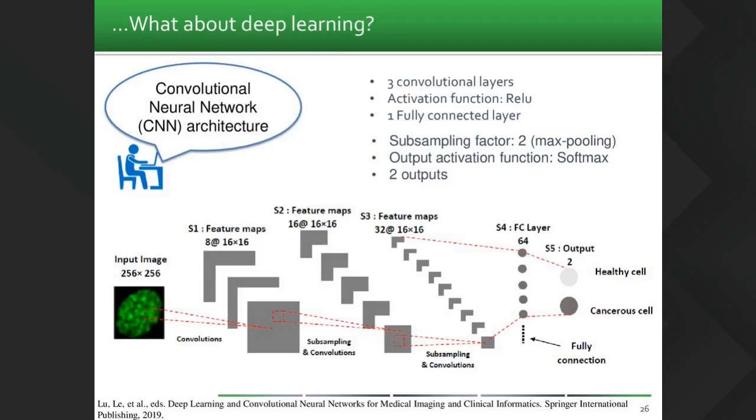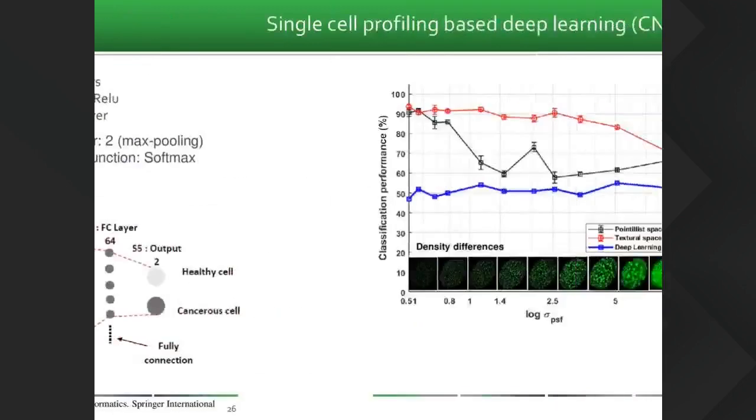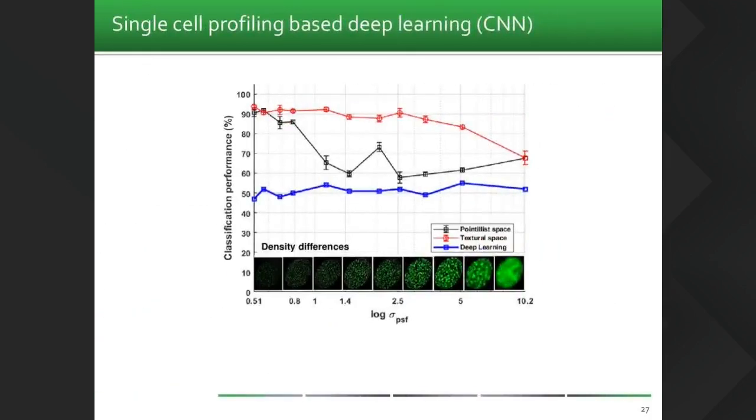So for deep learning, we tested the same classification task applied to detect the density differences between classes C1 and C2 using a convolutional neural network. We applied an optimized architecture that consists of 3 convolutional layers, and the output has 2 neurons corresponding to the healthy and cancerous cells. The result of this test applied to synthetic data is that we have low results for all the PSF sizes.